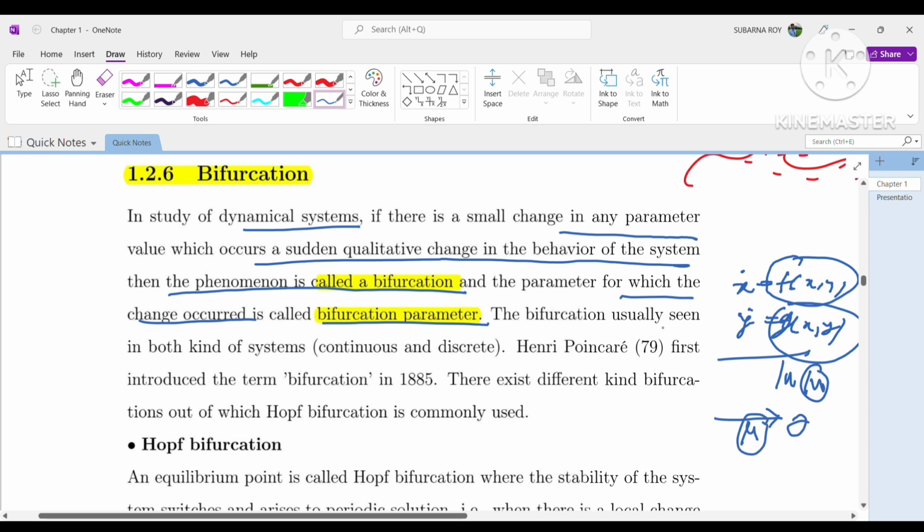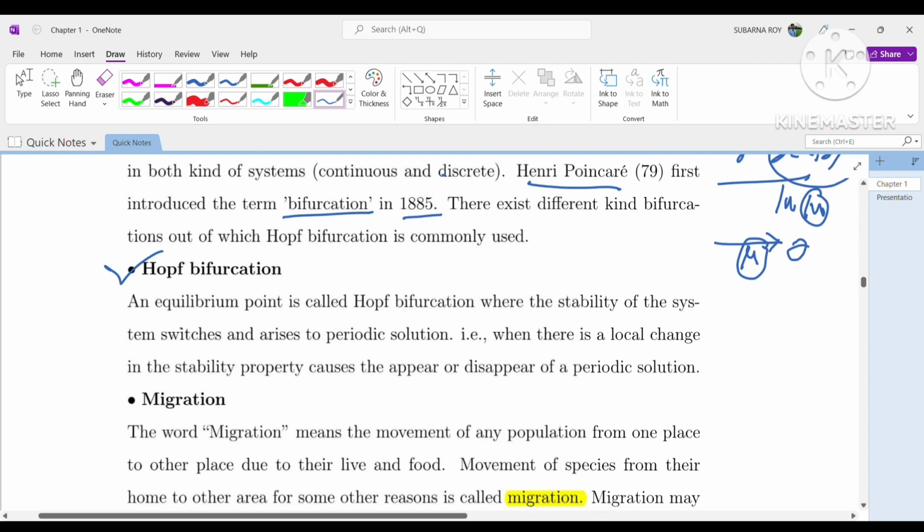Bifurcation is usually seen in both kinds of systems, continuous and discrete. Henri Poincaré first introduced the term bifurcation in 1885. There exist different kinds of bifurcation, out of which Hopf bifurcation is commonly used. At an equilibrium point, it is called Hopf bifurcation where the stability of the system switches and periodic solutions arise.